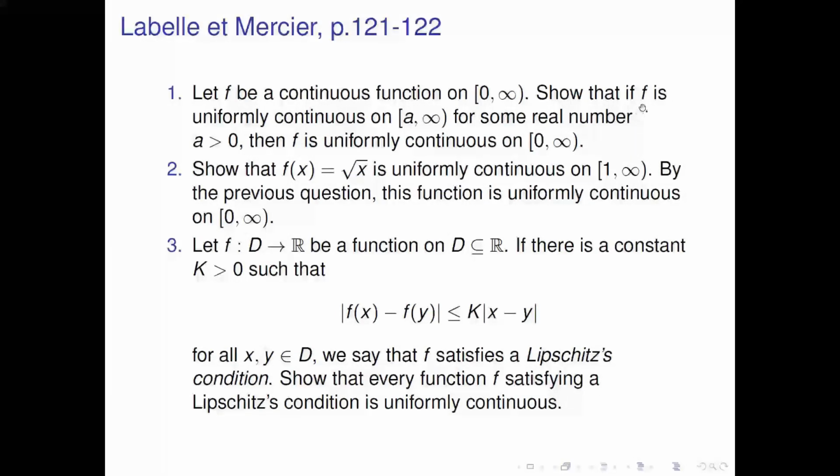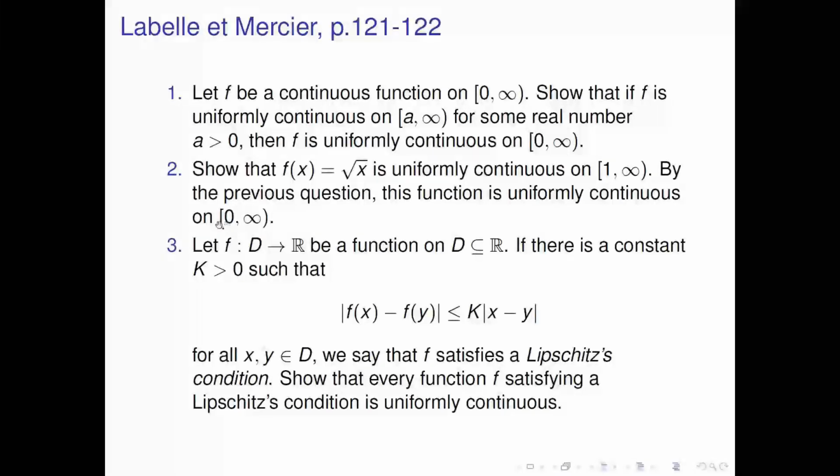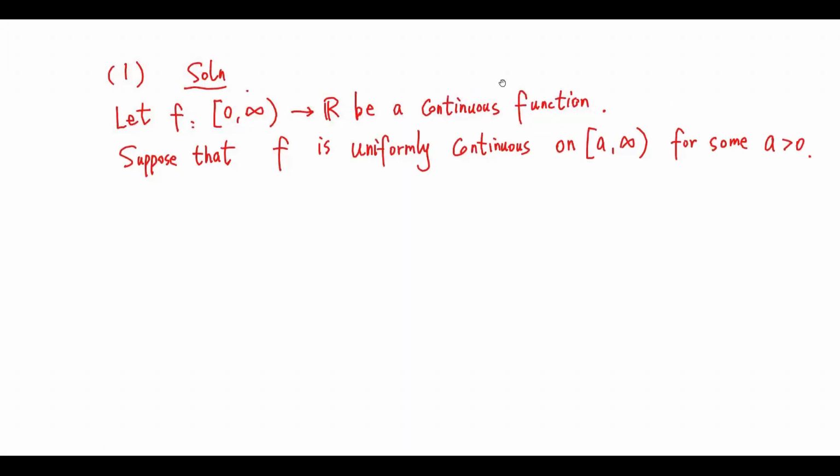Show that if f is uniformly continuous on the closed interval [a, infinity) for some positive real number a, then f is uniformly continuous on the closed interval [0, infinity). Solution. Suppose that f is uniformly continuous on the semi-closed interval [a, infinity) for some positive real number a.